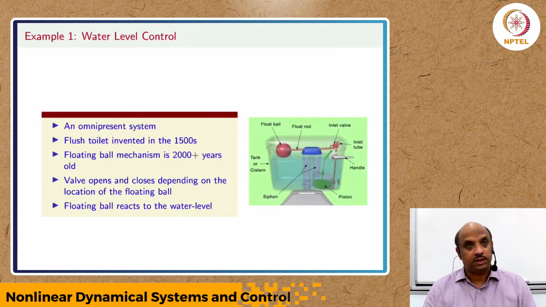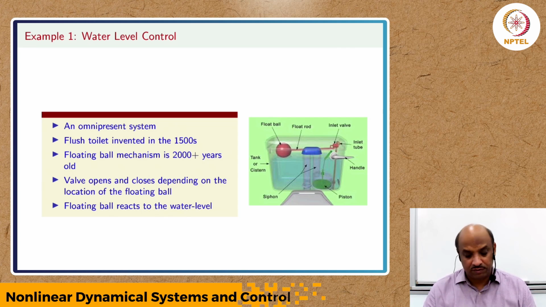One of the key concepts that's quite important for control systems is the so-called feedback. The first example is something that we are all familiar with. It's a flush toilet that's probably installed in every one of our houses. The history of this is 500 years old.